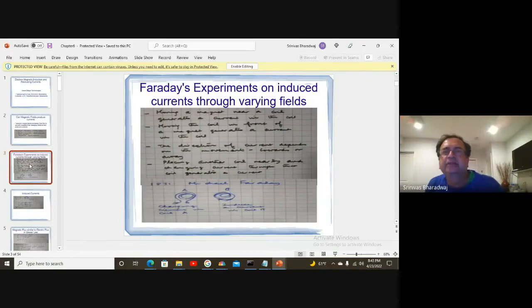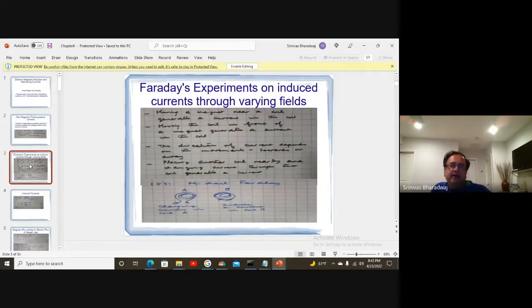So Faraday's experiment on induced currents, in 1831, changing current in a coil. So if you have a changing current, right, then, so if you have a changing magnet, right?